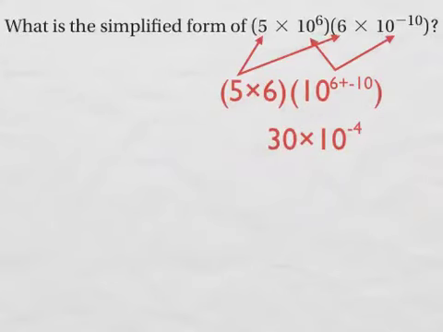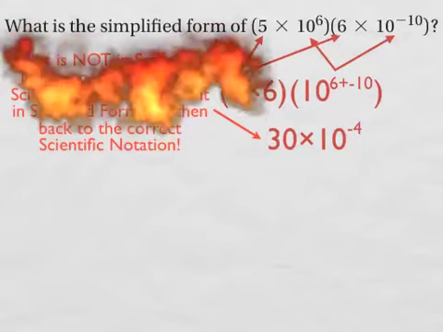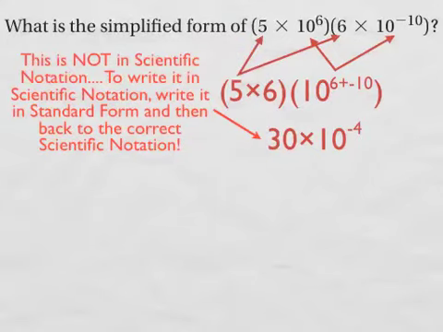But if you remember scientific notation, 30 will not work for my first number because this is not in scientific notation. To write it in scientific notation, write it in standard form and then back to the correct scientific notation. Remember, we only need that one number in front of the decimal. 30 would be greater than 10, so it's not going to work. The negative 4 tells you to take the decimal where it is right now, behind the 0, and move it to the left 4 times. Go ahead and add in your zeros and your decimal.